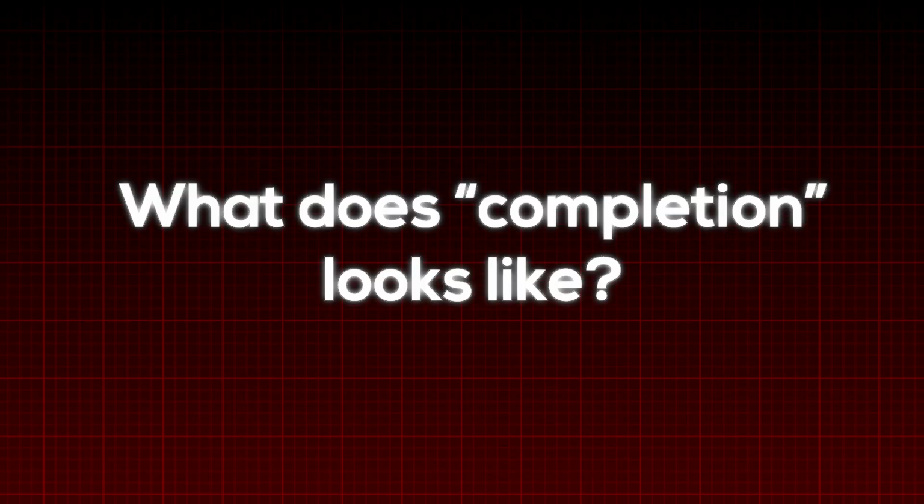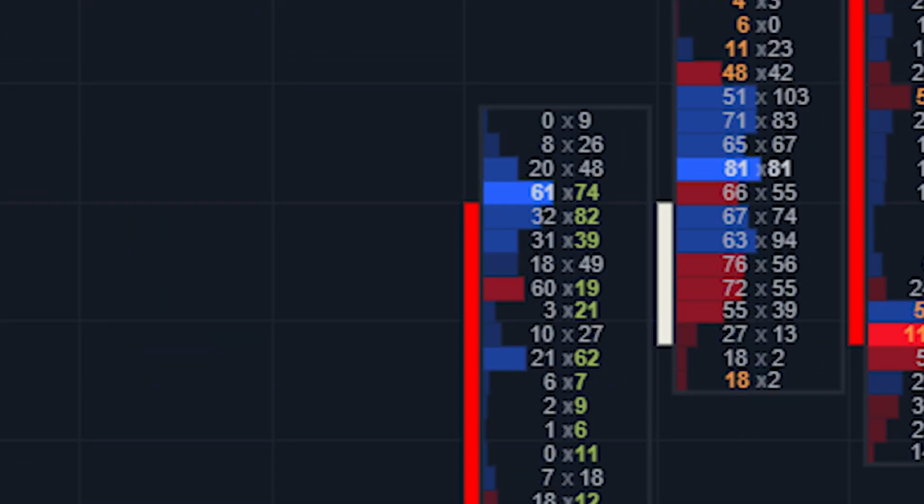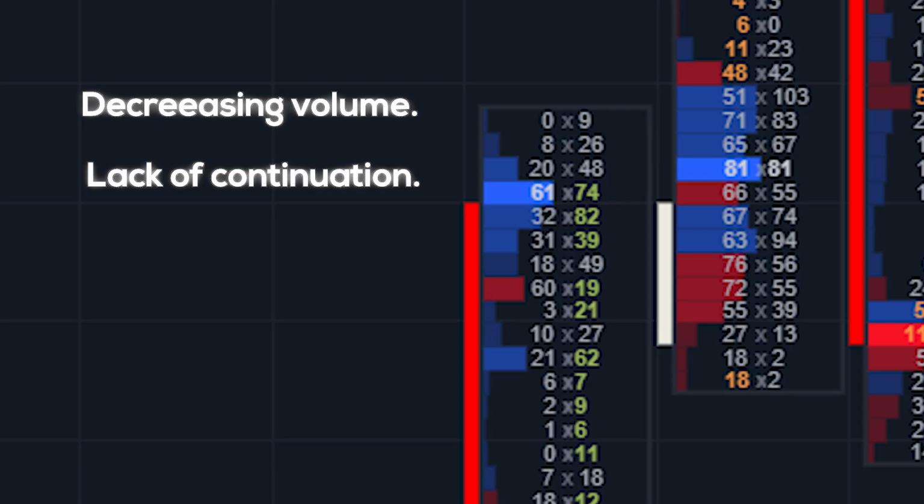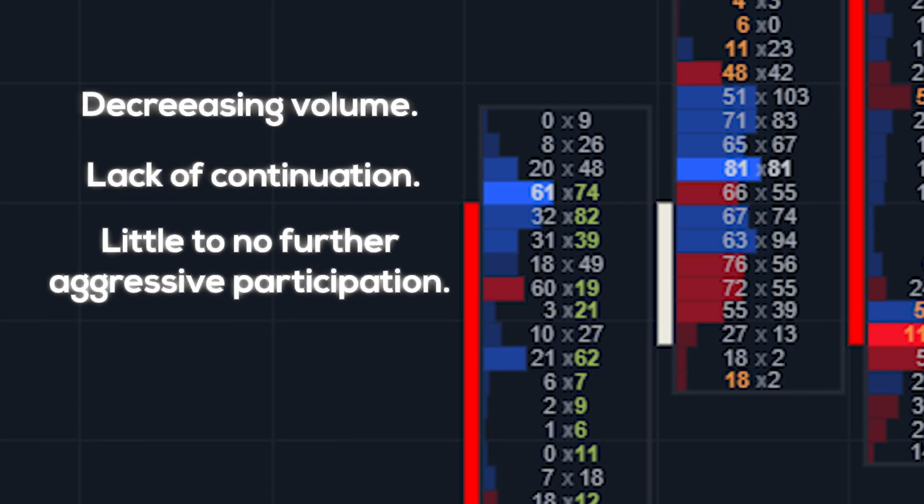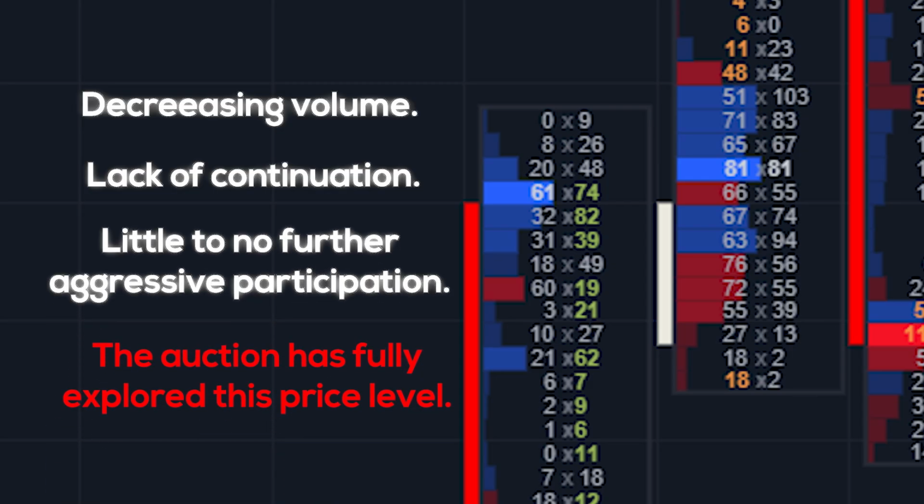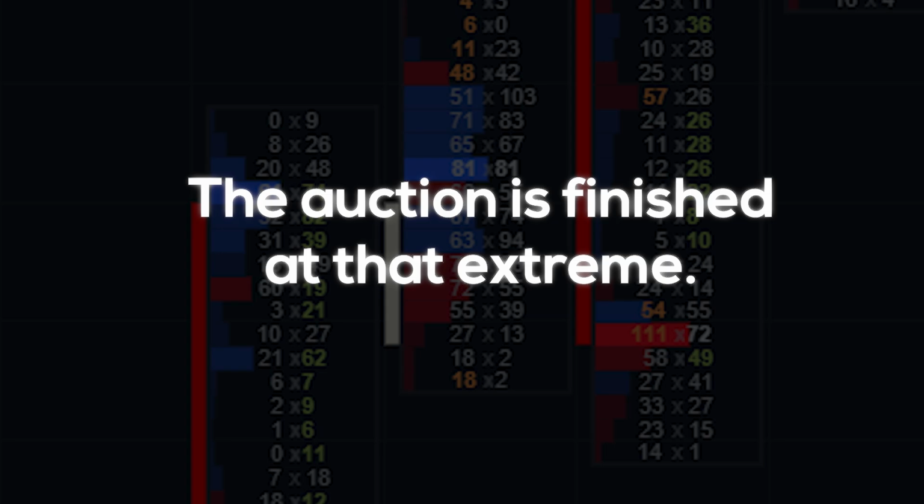What does completion look like? At the very top or bottom of a move, you typically see decreasing volume, lack of continuation, little to no further aggressive participation. This suggests that the auction has fully explored that price level. There are no more participants willing to transact at worse prices. The auction is finished at that extreme.